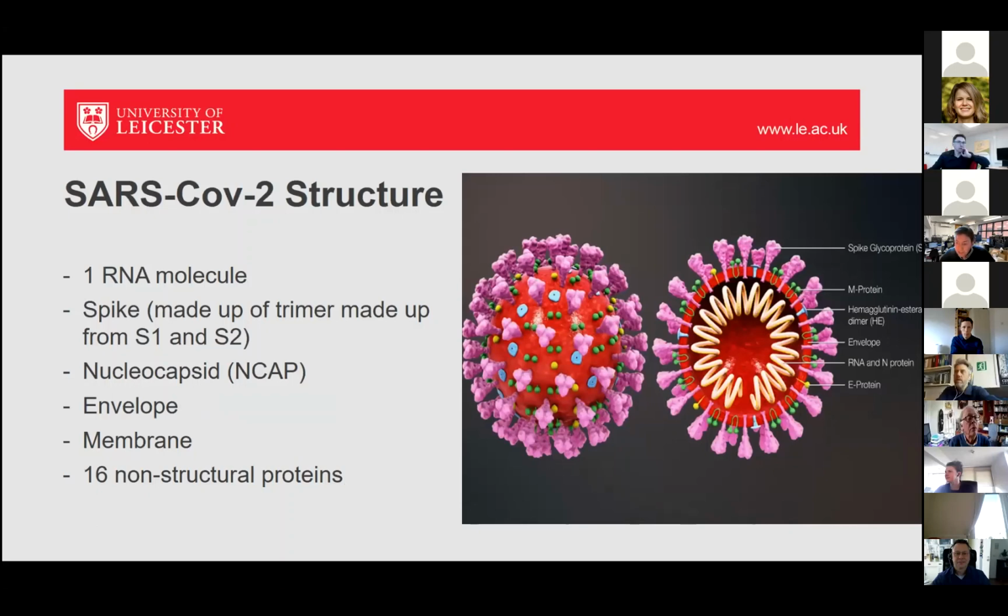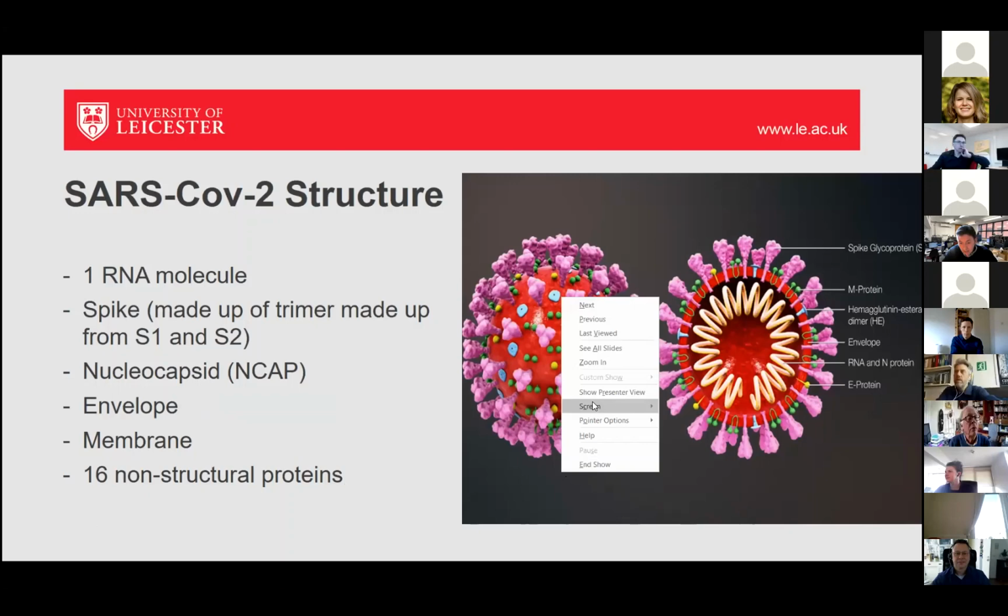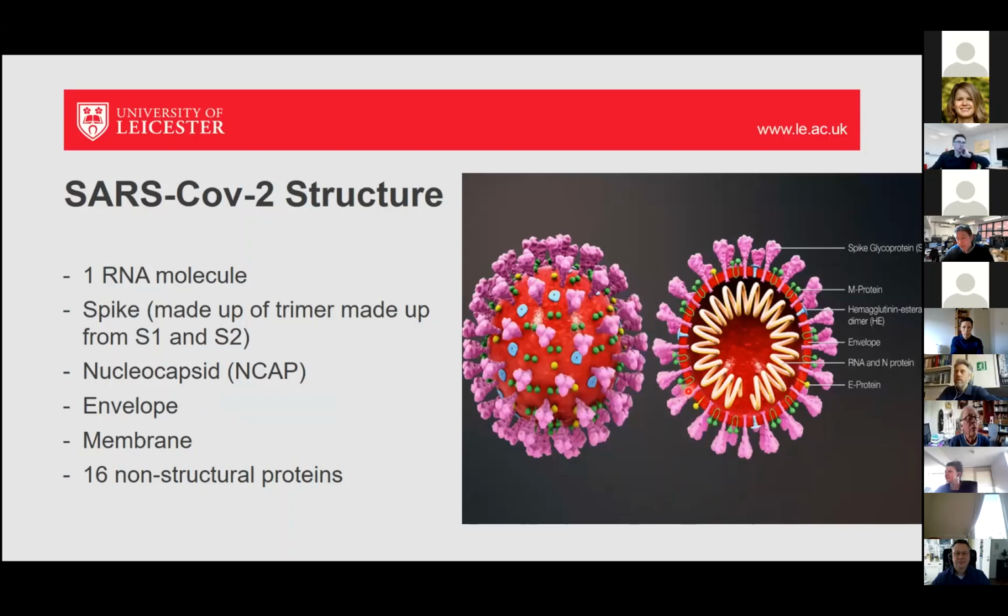I won't discuss too much about this. I guess everyone's pretty familiar now with the structure, but just to say that the two proteins we're predominantly interested in are the nucleocapsid, the NCAP, and the spike. And the spike, which is so important for being able to bind to receptors and ultimately access the cell.